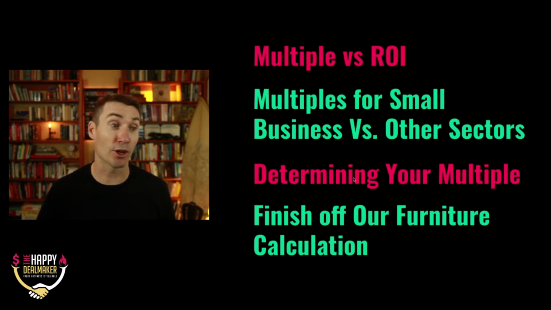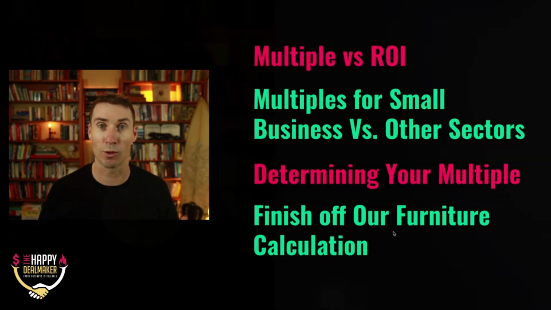Then we're going to talk about determining your multiple, right? Which is kind of why you're here now listening to this video, and it's the most important part of this video, is what's the multiple that your business is going to sell for. We're going to dive right into that and show you the exact places that you can get that data. Then we're going to finish off our furniture store calculations so that we have a better idea of what that business is going to sell for, and kind of bring some closure to that valuation example that we were doing throughout this whole series.